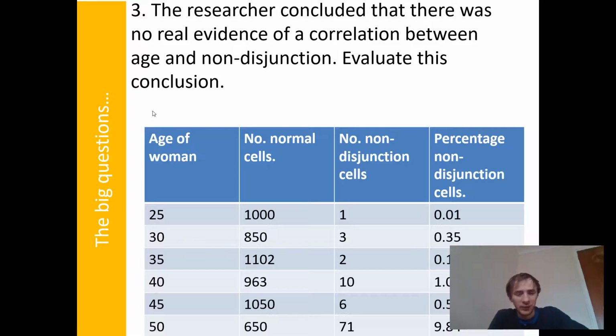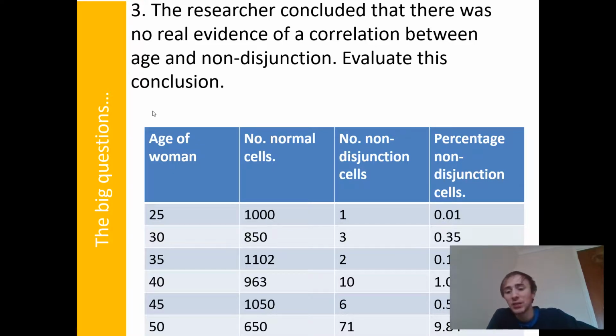The positive to this statement is that at 50, there is a sudden jump in percentage of non-disjunction events by about 20 times. And that might lead you to think that there is a certain age at which you would increase your likelihood of getting non-disjunction events. You might want to say in your answer that in order to know, you would need to have more data on what happened at 55 and 60. And that would be perfectly reasonable to place into an evaluation.